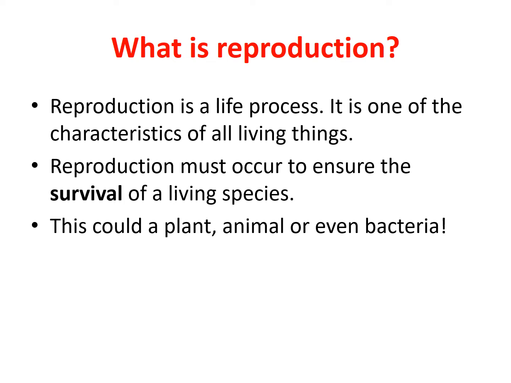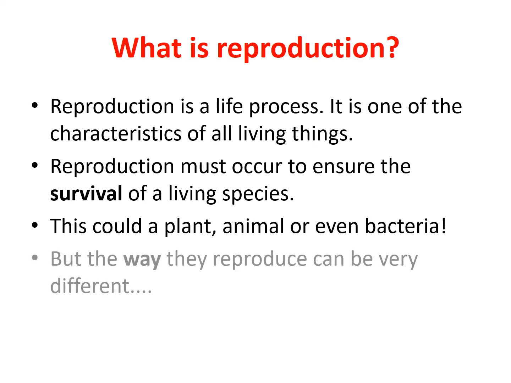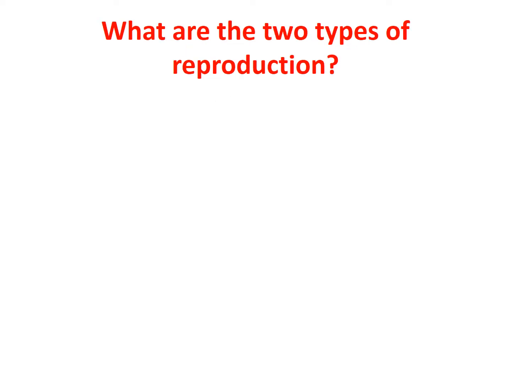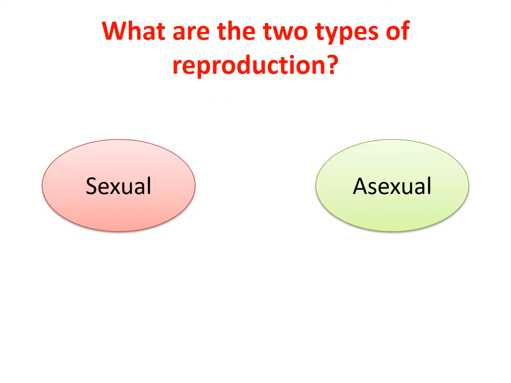This is one of the reasons why viruses can't reproduce on their own. They have to have a host. I suppose like malaria does as well, technically. The way things reproduce can be very, very different indeed, so we're going to be looking at that. There are two types of reproduction, sexual and asexual. You need to know the unique features of sexual and asexual reproduction.